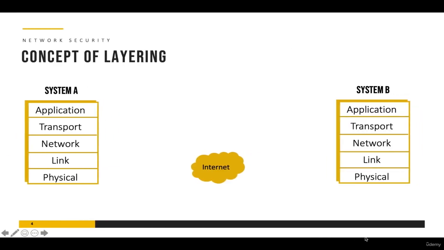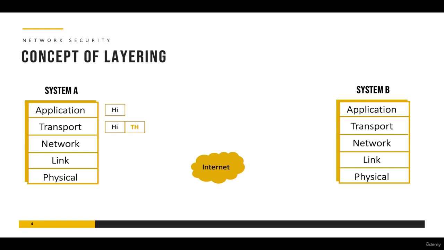Now let's have a look at the concept of layering. Why do we have layers in the first place? Let's say you type a message "hi" on Skype. Your message will be sent to the transport layer because the application layer cannot directly deliver this data to the destination. So it asks the help of the transport layer to do that.